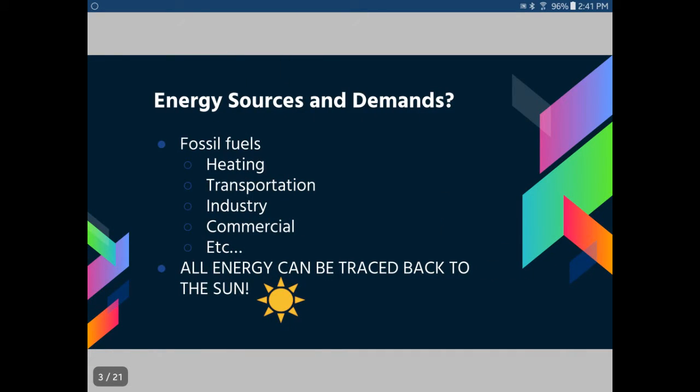So, some energy sources and demands. Now, obviously, in society, we require a great deal of energy usage, especially in a place like Alberta, where we need to heat our homes for a good portion of the year. So we have some energy sources. Now, we have a lot of energy sources, especially in Alberta, from fossil fuels. So we have all kinds of refining and mining to get energy from fossil fuels, and obviously we use that for things like heating, transportation, in industry, for any sort of manufacturing, commercially, anything like this. The list can go on and on and on. And generally we get this energy from fossil fuels.